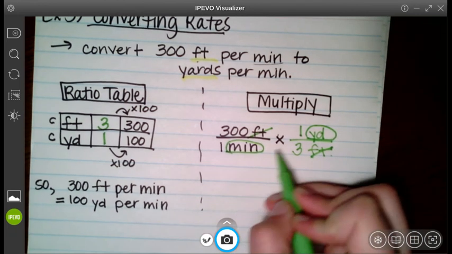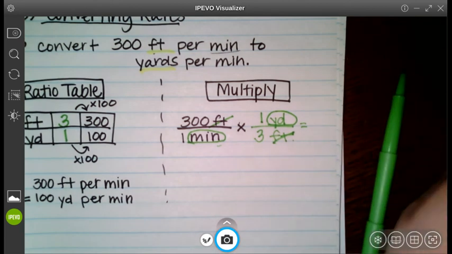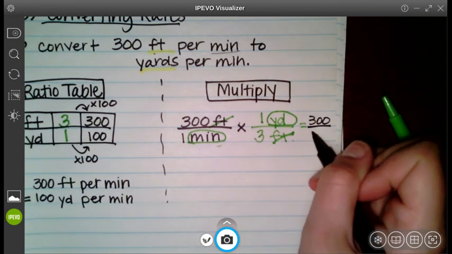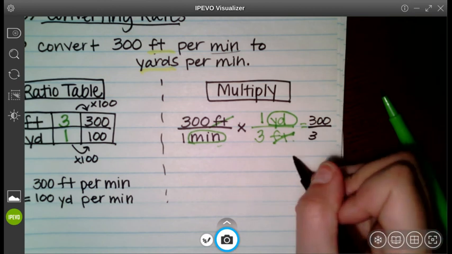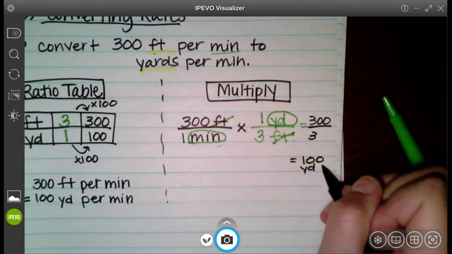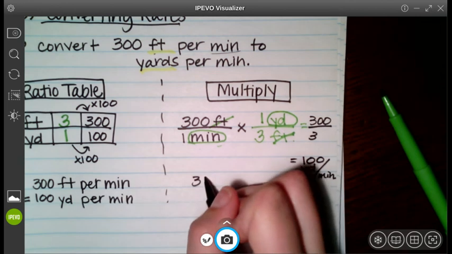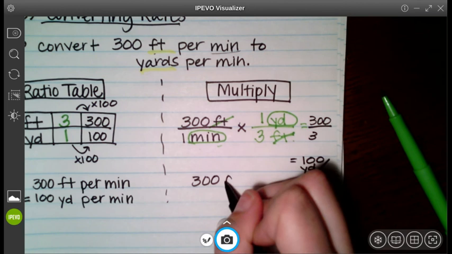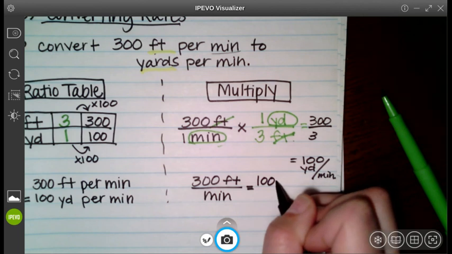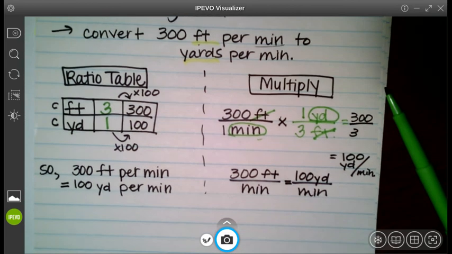I can't forget, remember, it's a rate. I have 2 units. So that leaves me with 300 times 1, which is 300, and 1 times 3, which is 3. Well, I know 300 divided by 3 is 100. So this is yards per minute. I'm back to my same answer: 300 feet per minute equals 100 yards per minute. Both strategies work.